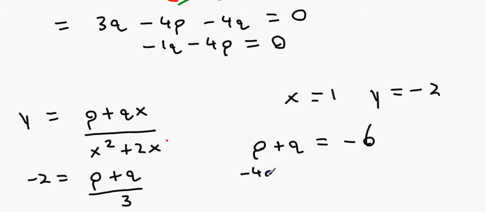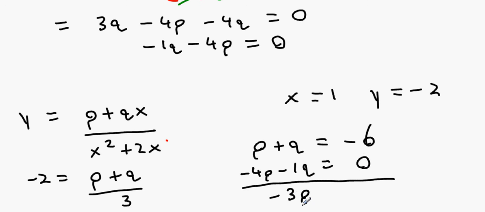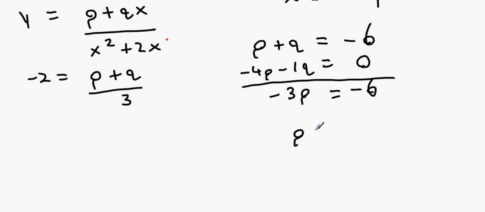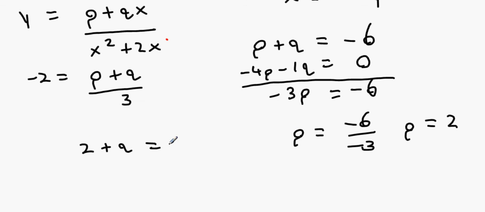Now we know that p plus q equals minus 6, and we also know that minus 4p minus 1q equals 0. Therefore, minus 3p equals minus 6. It's a simultaneous equation. P therefore is minus 6 divided by minus 3. P equals 2. And if p equals 2, 2 plus q equals minus 6. This must mean q equals minus 8.